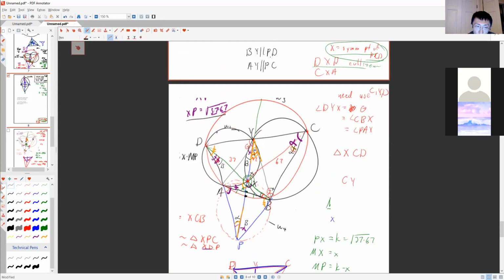Okay, that's huge. So we have some similar triangles. Okay. It's still very awkward to deal with the given lengths, but this is huge. I don't know how, I guess that's true.